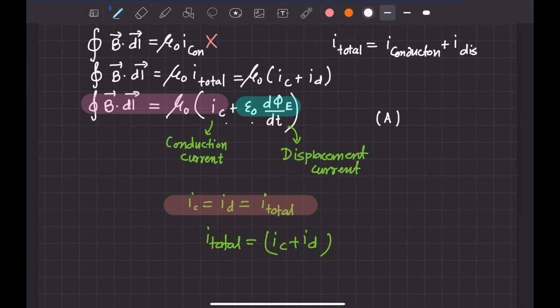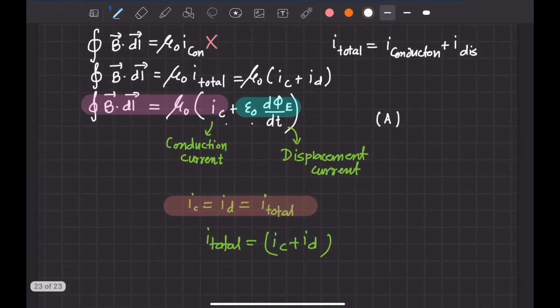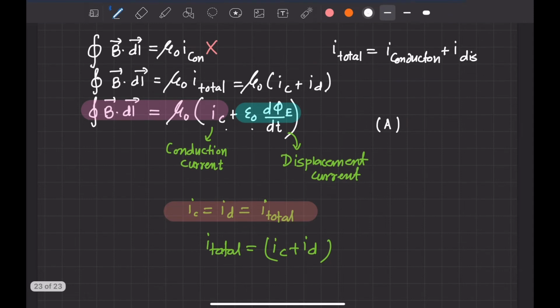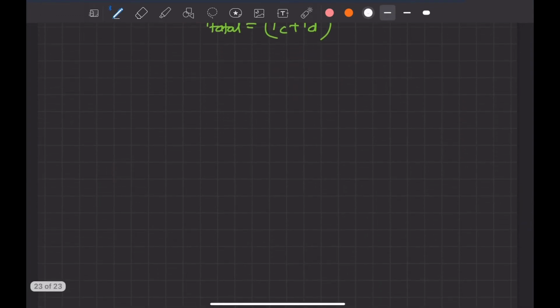All right, so let's move on and try to find out the value of the IC and ID at the various different points, and let's try to find out how the IC is becoming equal to ID. All right, so in order to do that, we need to first draw the circuit.